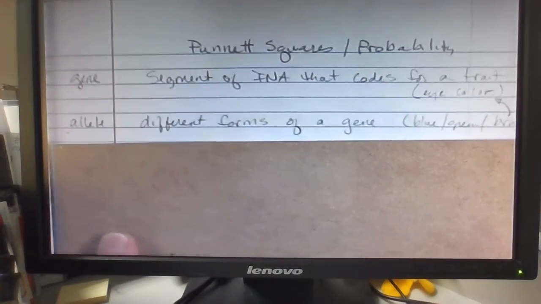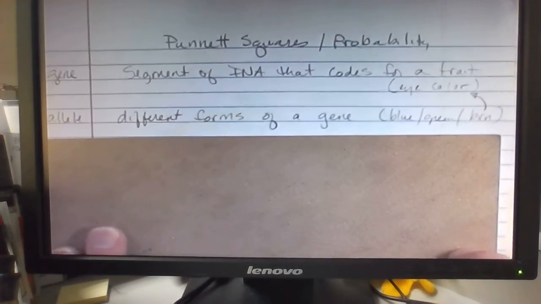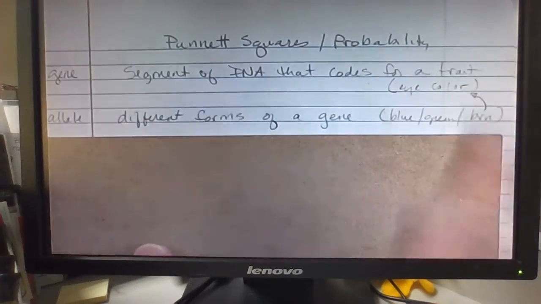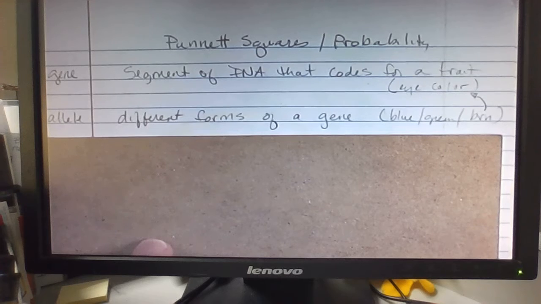An allele is a different form of a gene. So the gene for eye color has alleles like blue, green, brown, hazel, etc. So alleles are different forms of a gene.